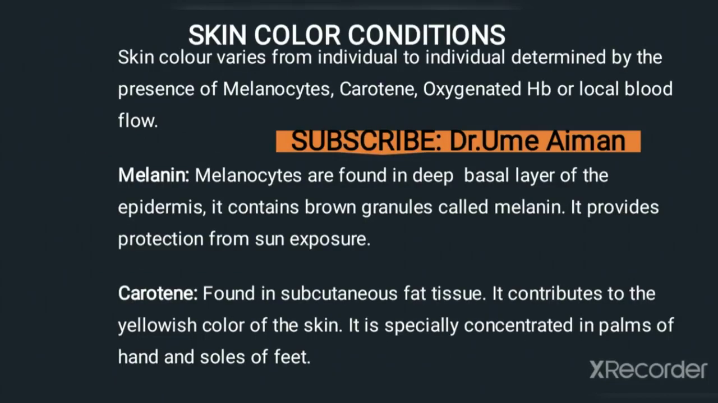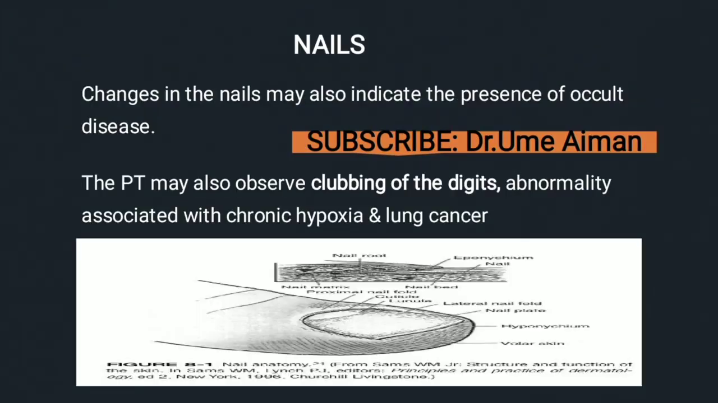Skin color conditions. Skin color varies from individual to individual, and it is determined by the presence of melanocytes, carotene, oxygenated hemoglobin, or local blood flow. Melanin is known as a pigment that is found in the deep basal layer of the epidermis. It contains brown granules called melanin. It provides protection from sun exposure, as it causes brown pigmentation of the skin also.